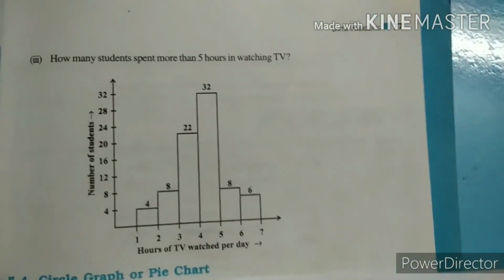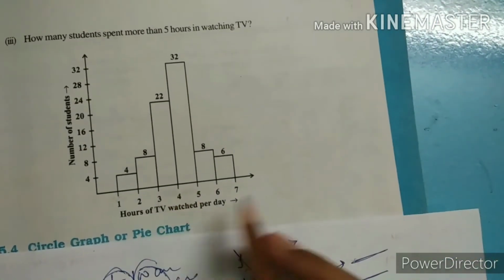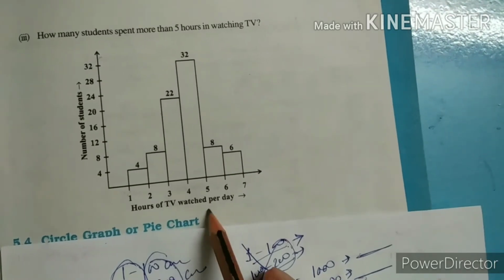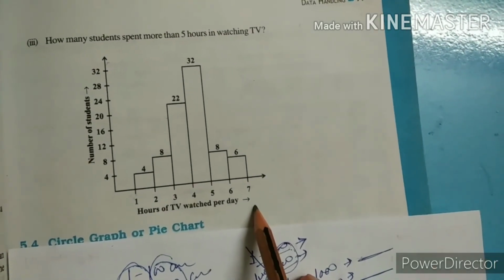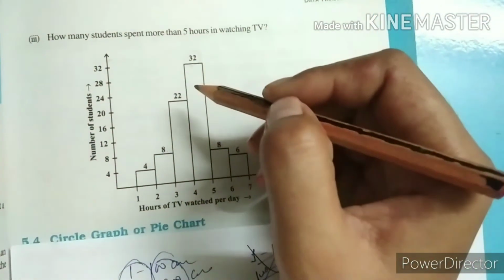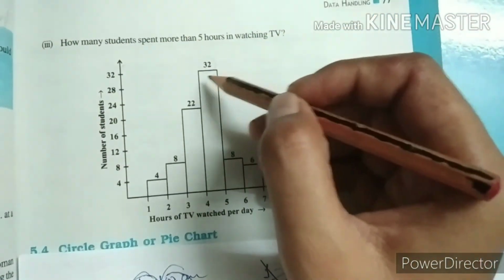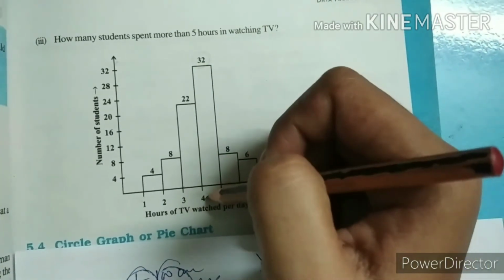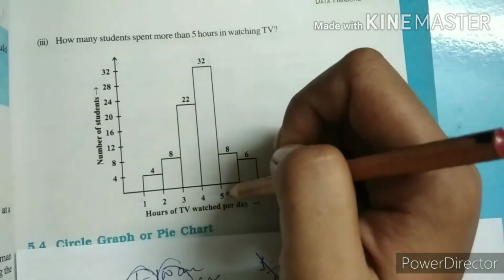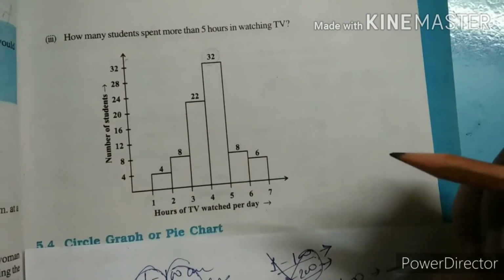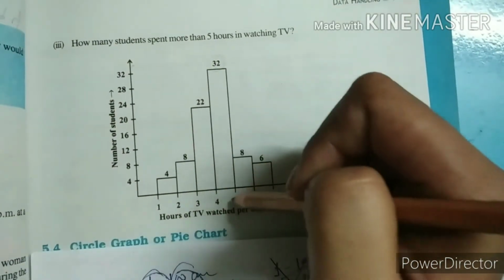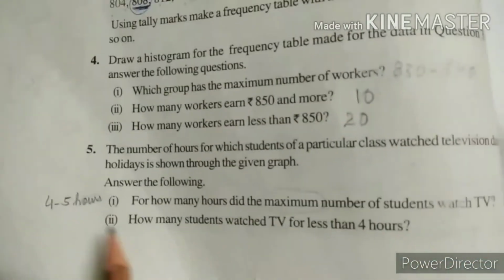Here is the bar graph of question number 3. They gave us the x-axis and y-axis. On the x-axis is hours of TV watched per day. So where is the greatest bar? The greatest bar is here, having 32. We have to see both legs of this bar: the first leg is on 4 and the second leg is on 5. So 4 to 5. Thirty-two students watch TV 4 to 5 hours. So the answer is 4 to 5 hours.